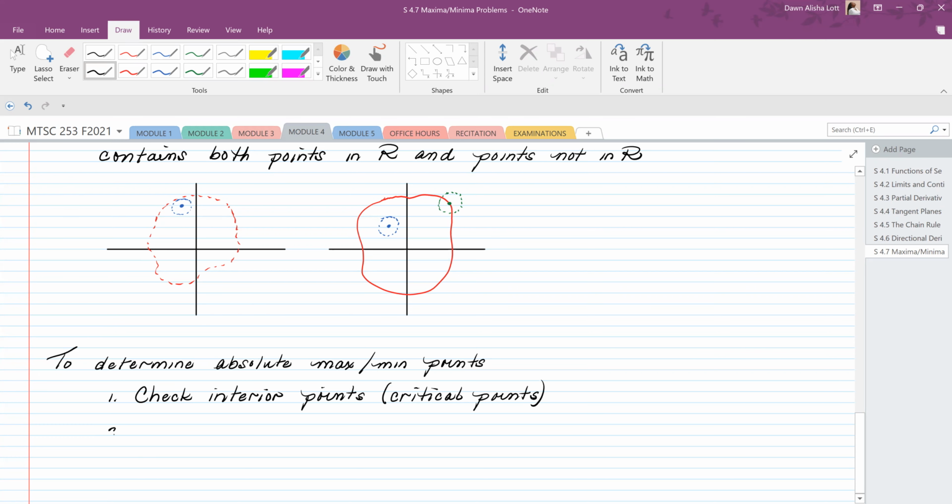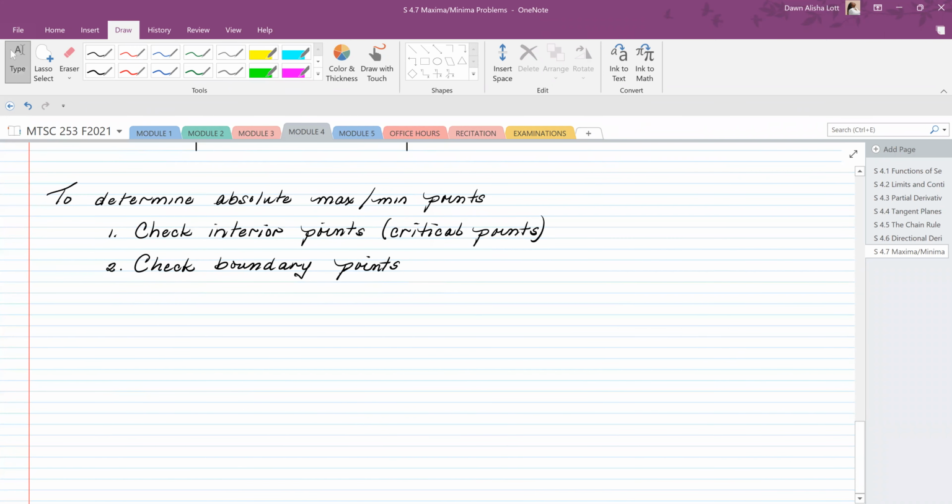And then we'll check boundary points, just like we did before. Okay, so let's say we're on a disk in R. So this is a definition.